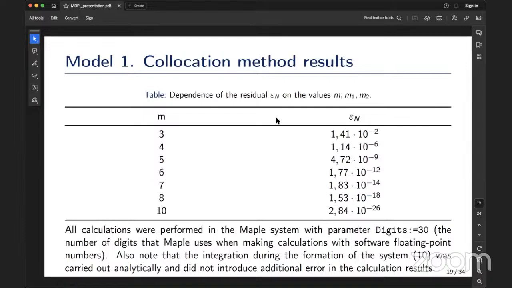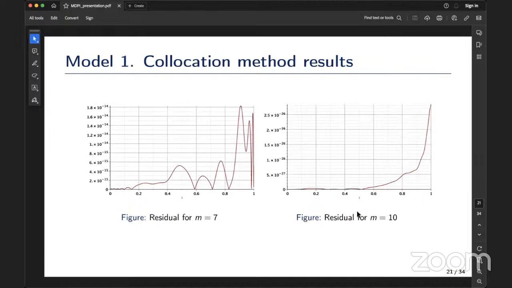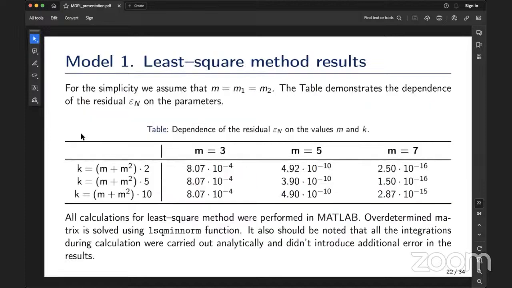Here we can see in this table the dependence of the residual on the numbers m, m1, and m2. These are the residuals for m equal to 3, 5, 7, and 10. You can see relatively small numbers for the collocation method. Now we show the results for the application of the least squares method. To make it simpler, we assume that m equals m1 and m2. The table demonstrates the dependence of the residual on the parameters, for different k, how it depends.